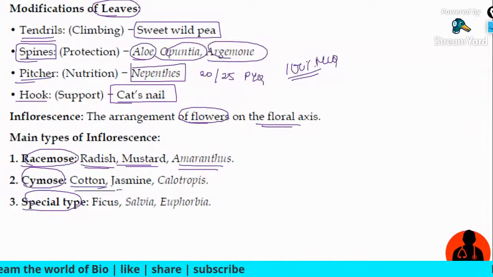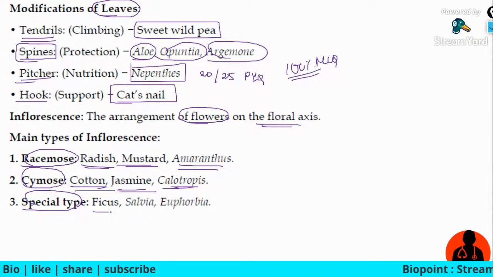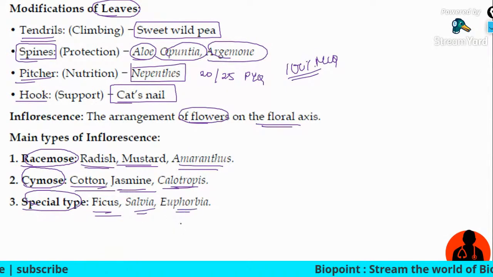Cymose: cotton, jasmine and calotropis. Special type: ficus, salvia and euphorbia. You will have the special type of inflorescence.